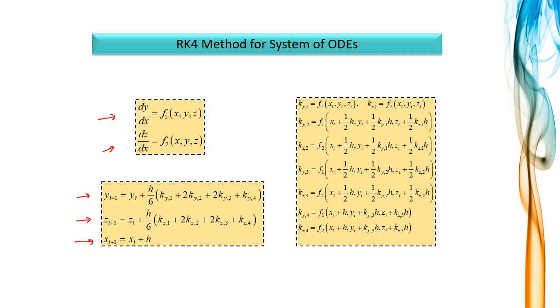From here, we can see for y and z, we have ky1, kz1, ky2, kz2, ky3, kz3, ky4, kz4. That means you need to calculate these values for k. So this is the formula for k. We have ky1 and kz1, ky2, kz2, ky3, kz3, ky4, and kz4.